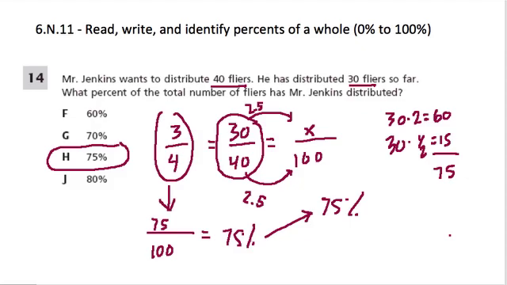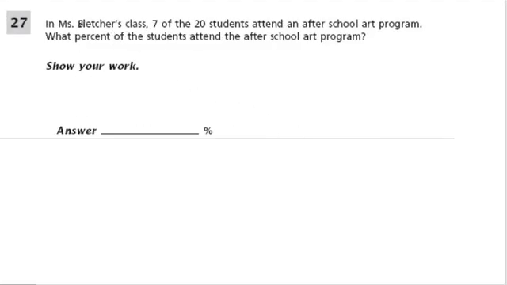Let's look at one more example. So here in Mrs. Fletcher's class, 7 of the 20 students attend an after-school art program. What percent of the students attend the after-school art program? Well, I know that 7 is not so friendly because it's prime, right? It has no other factors except for 1 and itself.